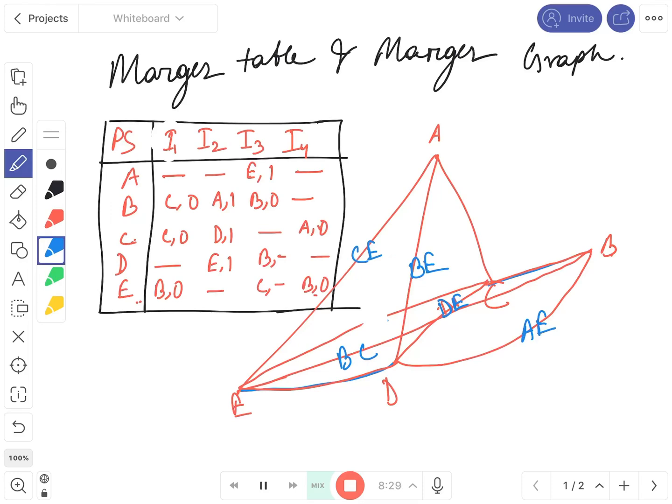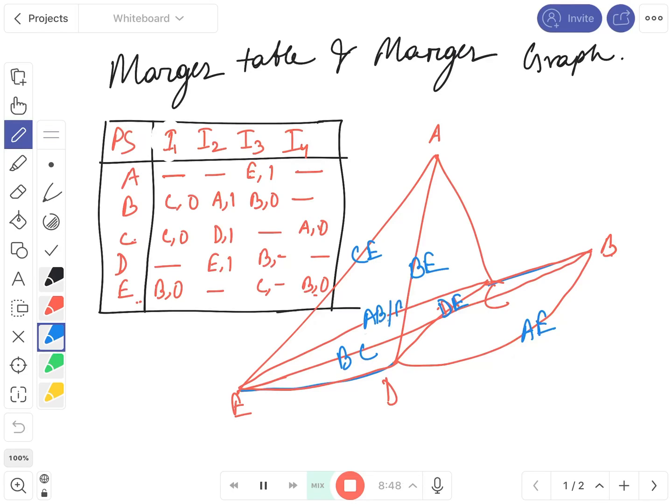For CE, the implied states are AB and BC, but AB is not compatible.